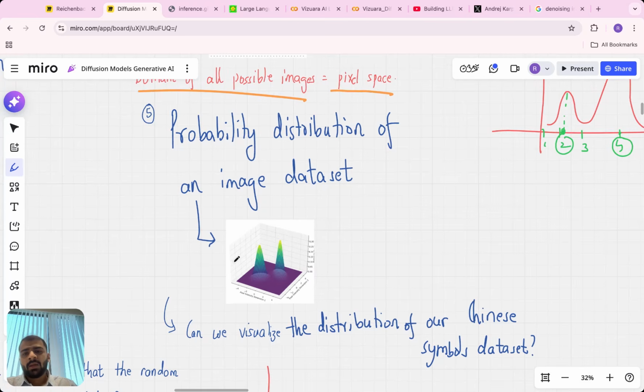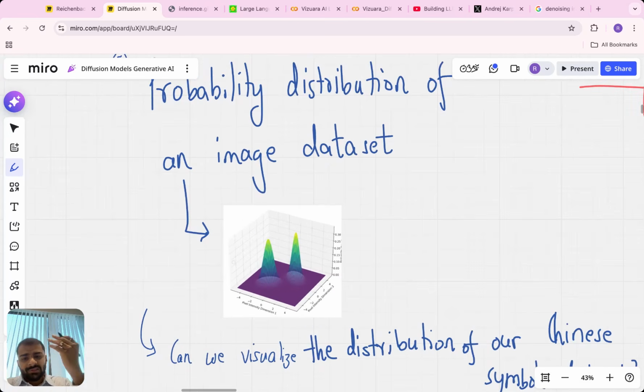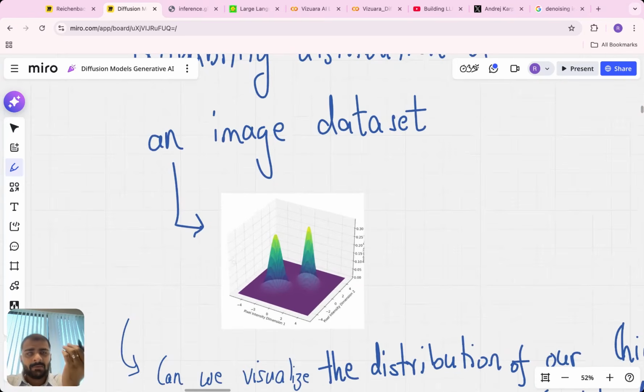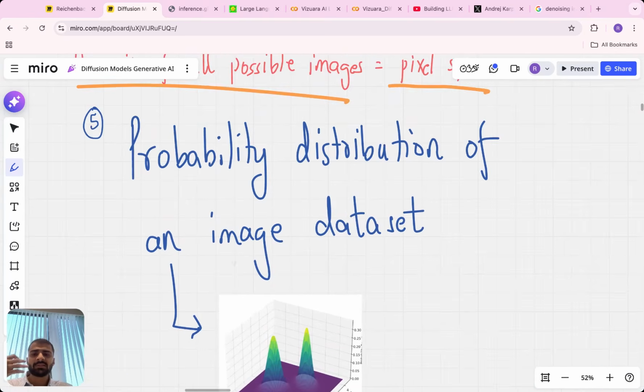Now, once you understand pixel space, there is also something called the probability distribution of an image data set. This is something you really need to understand. How is the concept of probability distribution linked to that of an image data set? While I'm explaining this course to you, I can directly explain this concept, but I also want to tell you a bit about how I learned, right?